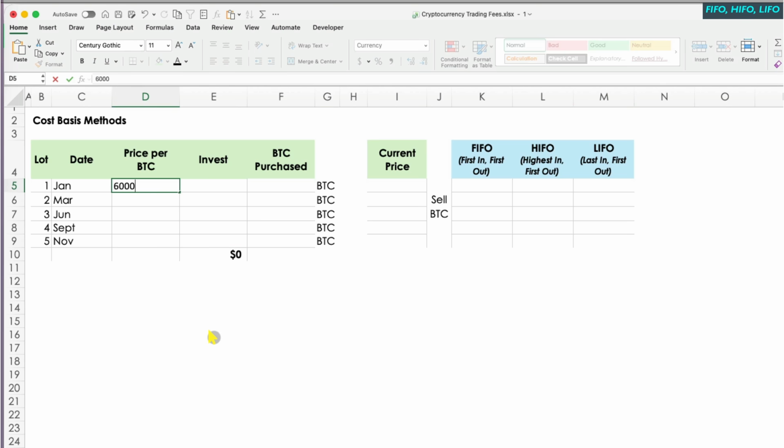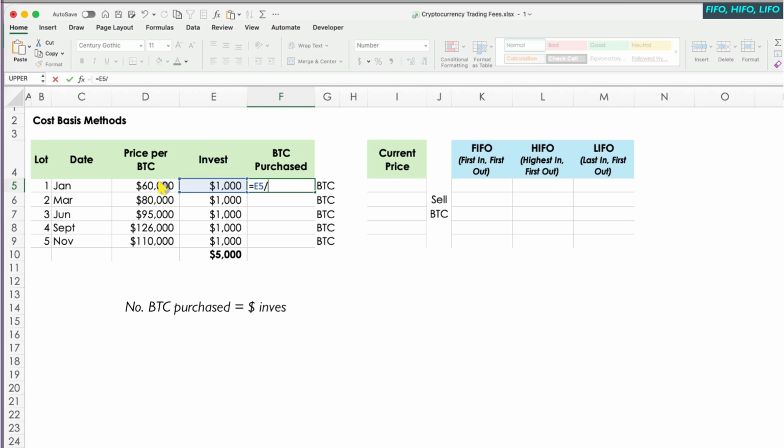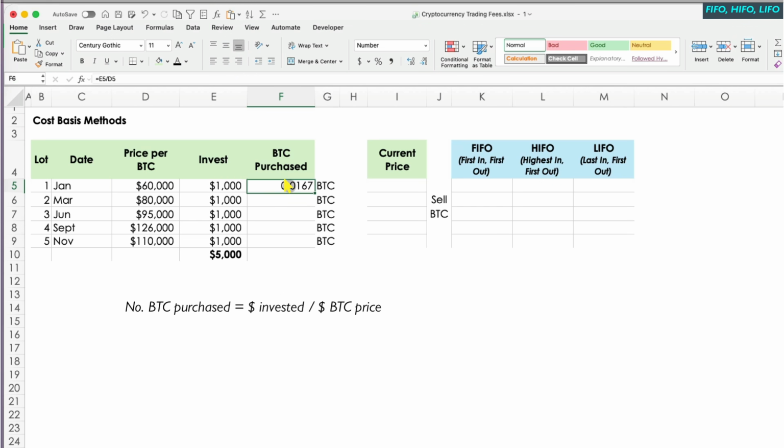Let's walk through a simple example. Let's say I invested $1,000 at different times during the year, starting in January when the Bitcoin was $60,000 and ending in November when it was $110,000. In total, I invested $5,000. To find out how much Bitcoin I received each time, I divide the $1,000 purchased each time by the price at the time of purchase. Across these 5 transactions, I received about 0.0567 fraction of a Bitcoin.